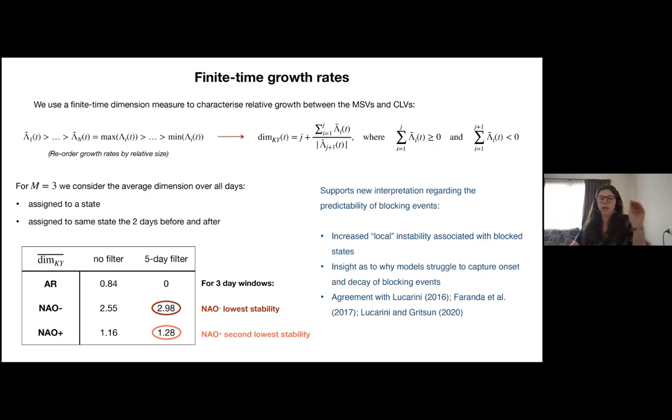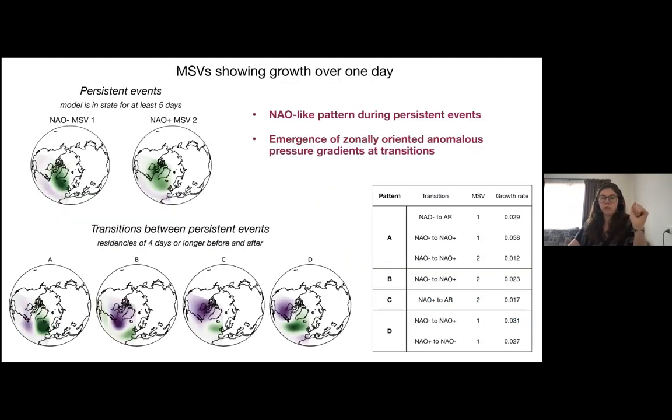If you think about the NAO minus being this background state, where blocking can form, and it's more likely to form when the atmosphere is in this NAO minus state, then you have an increased local instability associated with the blocking states. And this could give an insight as to why models actually struggle to capture the onset and decay of blocking events, if the actual underlying state is more unstable at that point. And this is in agreement with those studies I mentioned earlier.